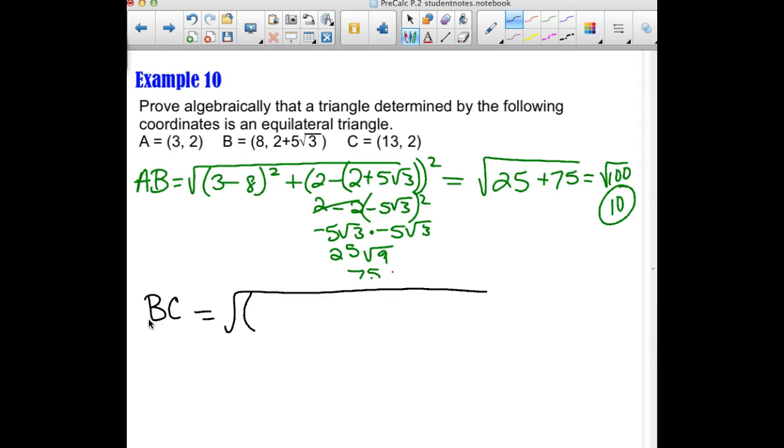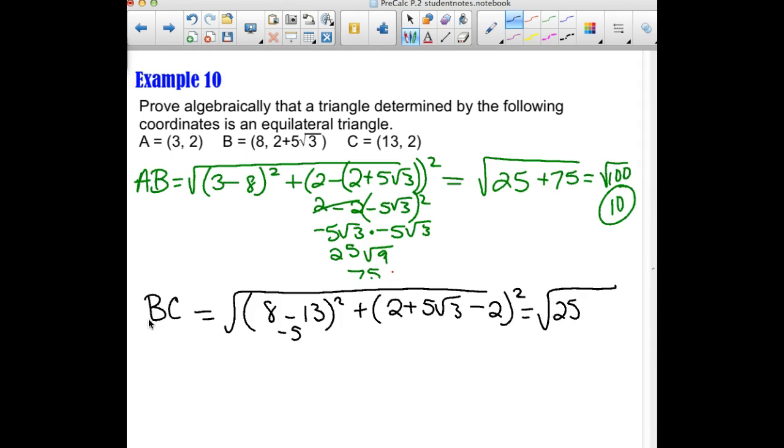We are going to take our x's, 8 minus 13, subtract those and square it. Do the same with our y coordinates. Subtract them and square it. Simplifying, we have negative 5 squared is going to give us that 25 again. In the other set of parentheses, the 2's are going to cancel out. We're still going to have that 5 root 3 that needs to be squared just like we had here with the 75. And once again, we end up with the square root of 100, which is just 10.